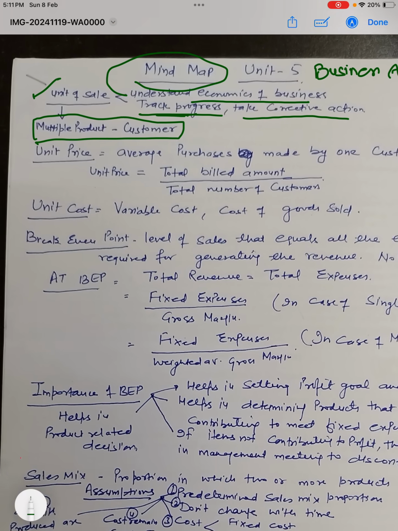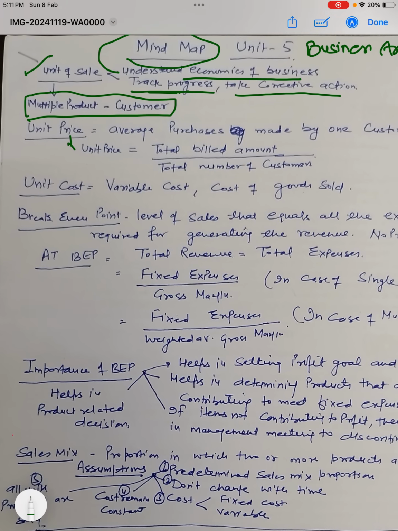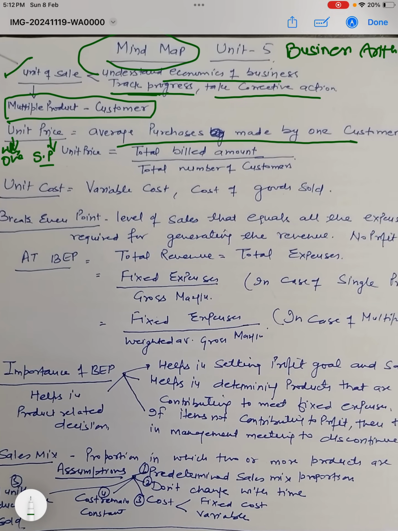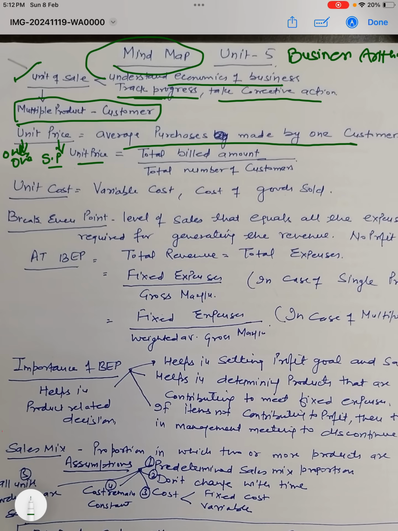Now after unit of sale, what is unit price? We all know price. Wherever you read the word price in class 12, always remember this price is always the selling price, and unit means only one. The selling price of one unit is called unit price. Now when a seller is selling multiple products, as I told you, unit of sale is customer, so the average purchase made by one customer is the unit price, and the unit price formula is total billed amount upon total number of customers.